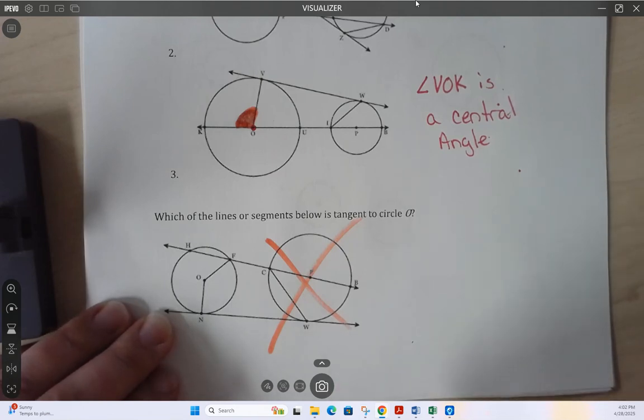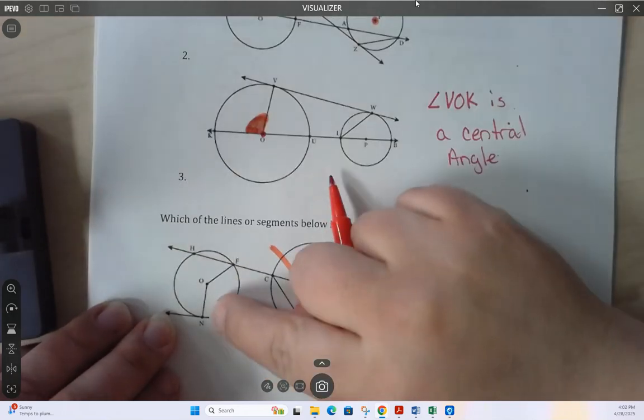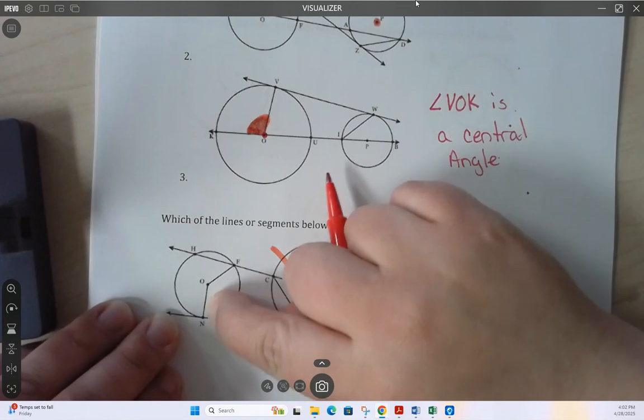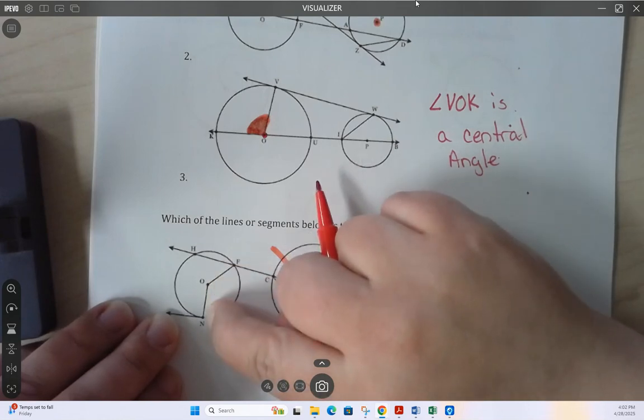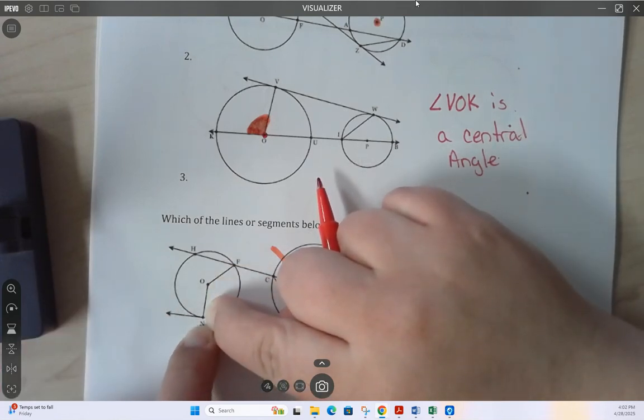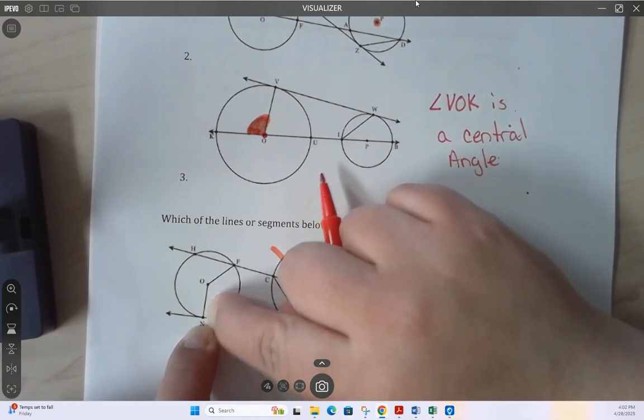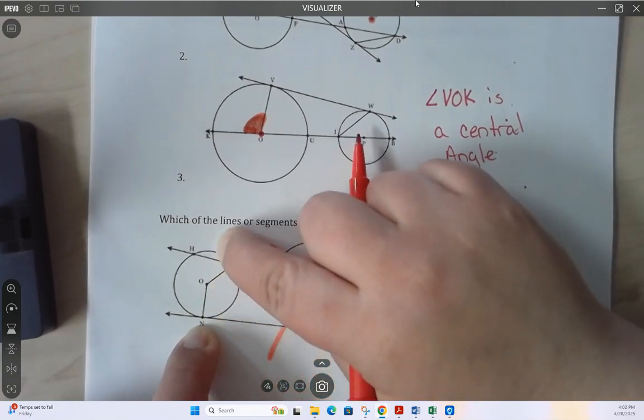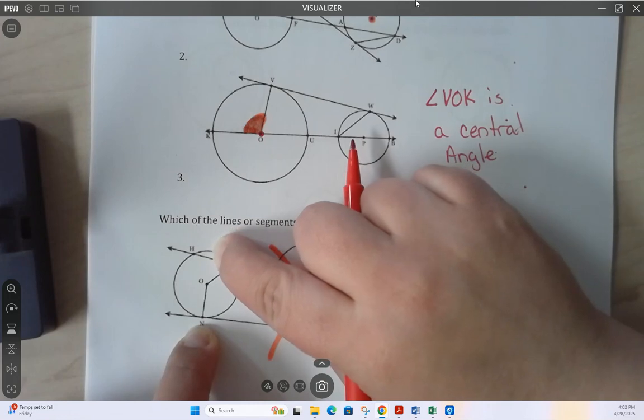It cannot go in. Okay, when it says even if extended, it means if I look at a radius here, and my radius only touches at point N. But when my definition says if extended, it means if I extend this through, it becomes a diameter. That's when it's a chord and it's touched in 2 places.